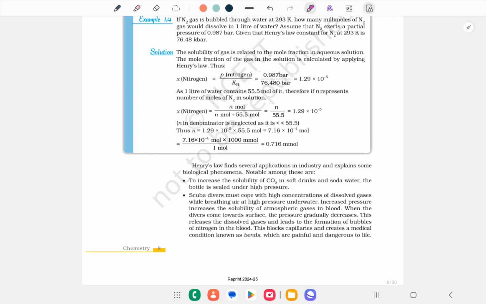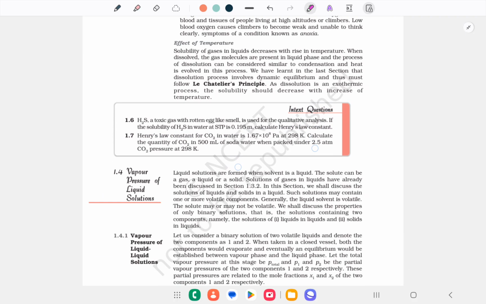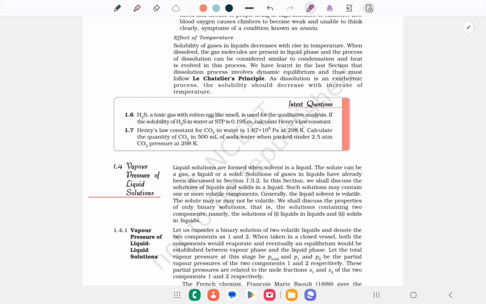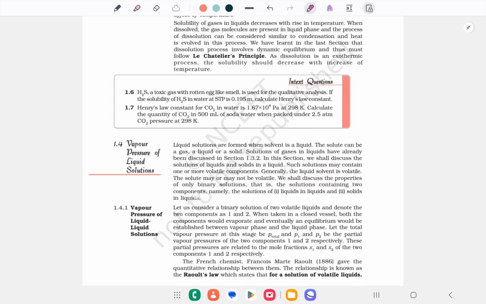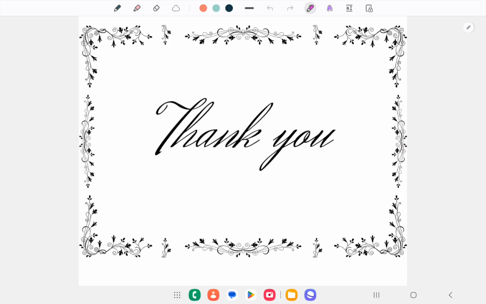We've also completed the applications of Henry's law, that is about CO2, scuba divers, people living at higher altitudes, and the effect of temperature. And we've also dealt with the limitations of Henry's law. There are some in-text questions provided for you, and I've already completed these questions. Solve the in-text questions provided in the NCERT and give a quick reading to the NCERT as well. And tomorrow we are going to complete the vapor pressure of liquid solutions. So we have completed part 2, and very soon we are going to complete the vapor pressure of liquid solutions.